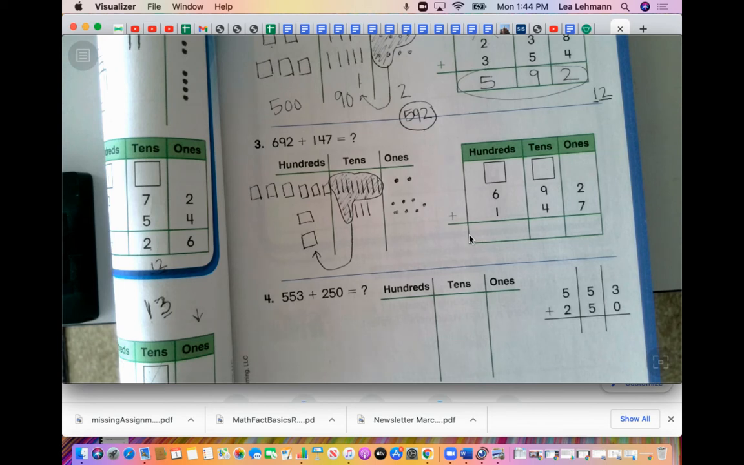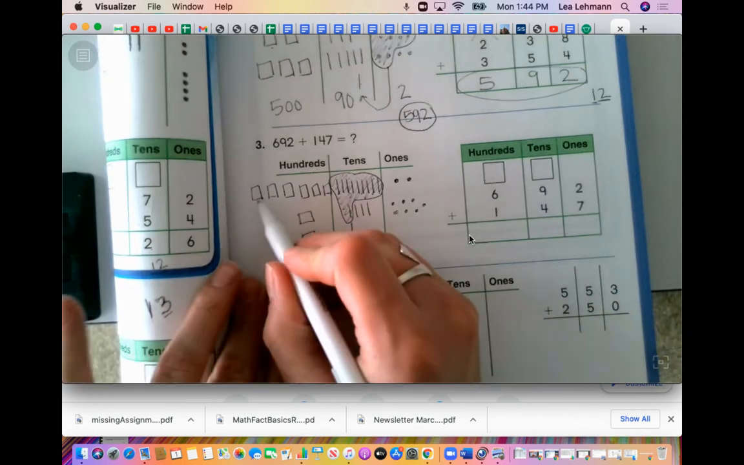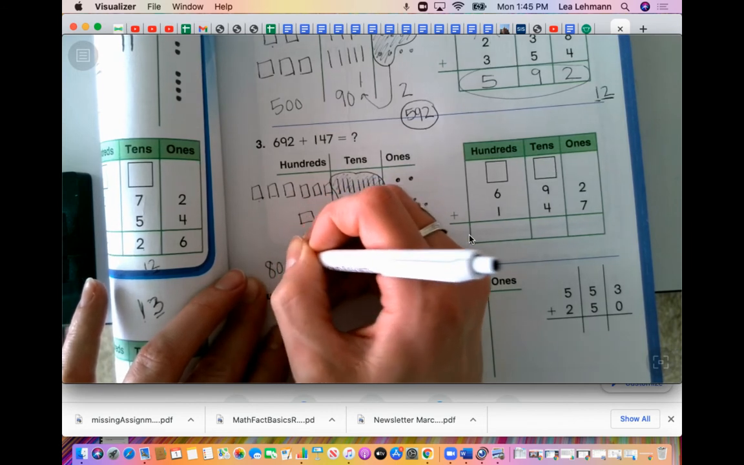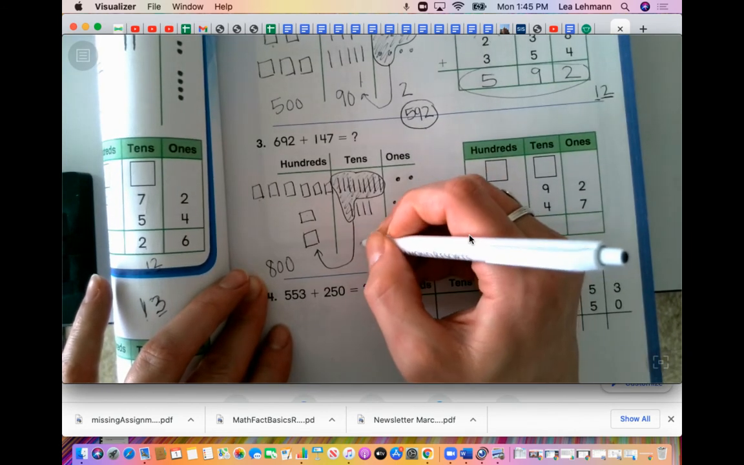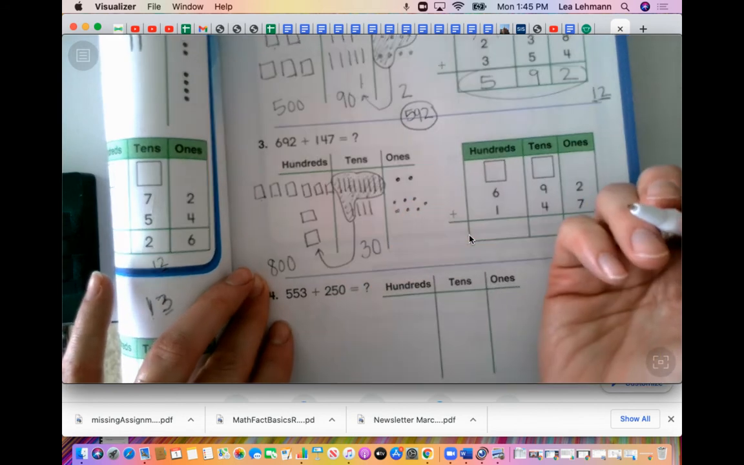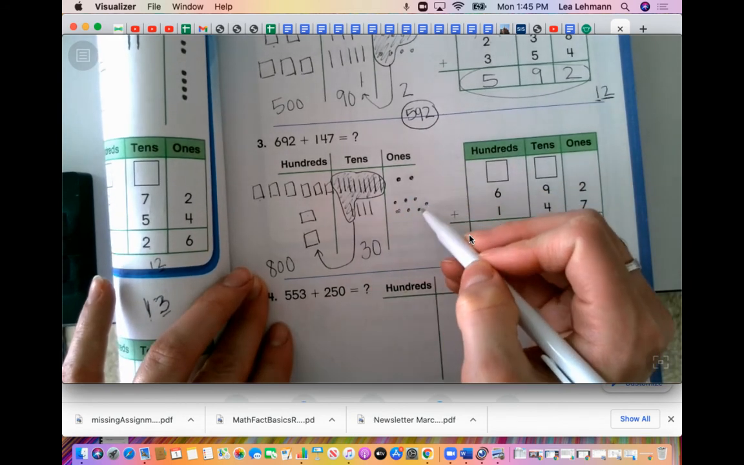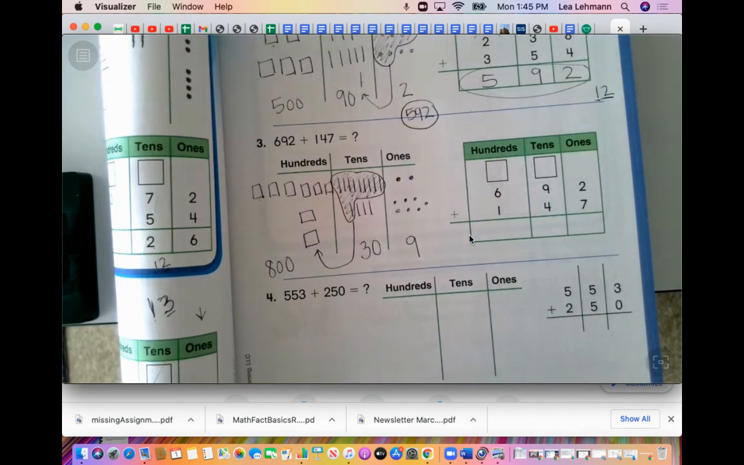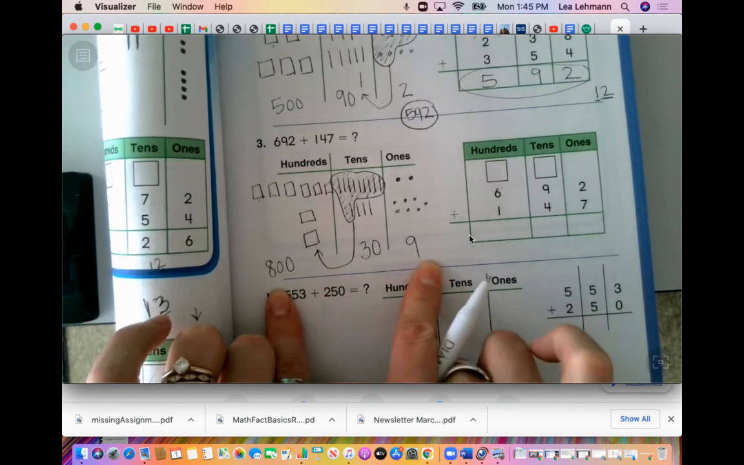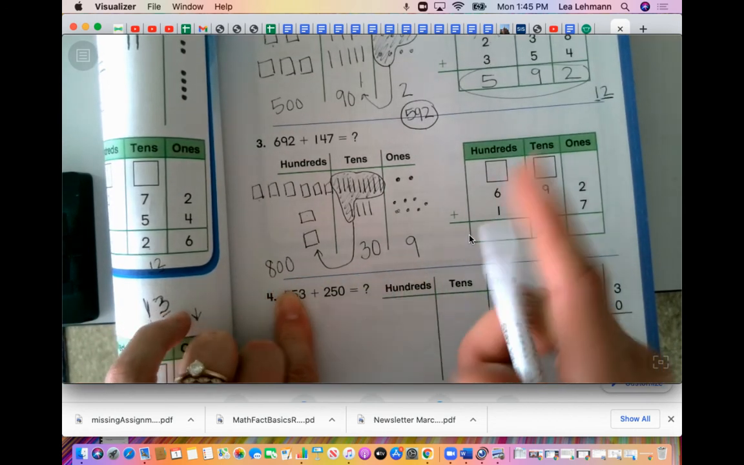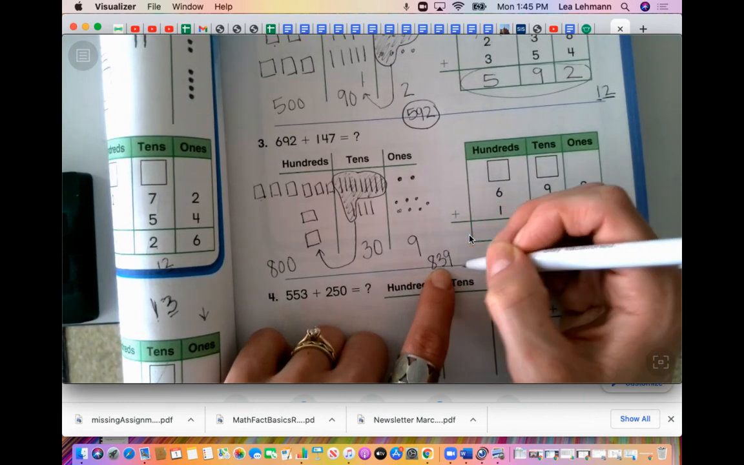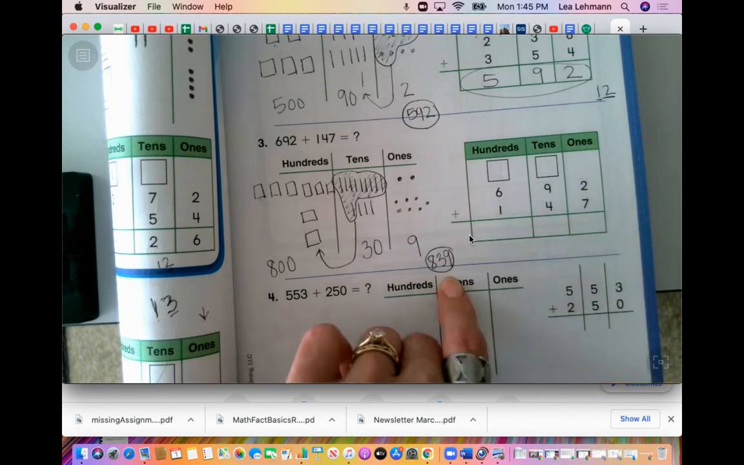Okay. Now I'm going to stop here and see what I have. So I have 1, 2, 3, 4, 5, 6, 7, 8. I have 800. I have 30. And I have 9. Right? So what's my answer? Can you just tell already what's my answer? Smarty pants, I love it. 839. That's going to be my answer.